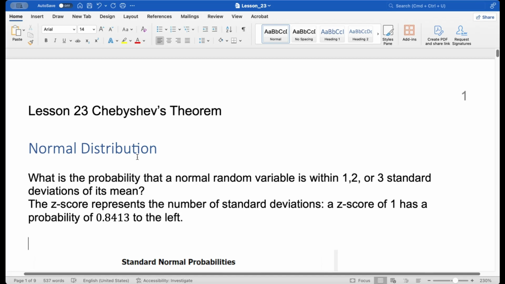Now, if we're dealing with the z-score setup, the mean is 0, and the standard deviation is 1. The z-score represents the number of standard deviations you are from the mean. Positive z-score is above the mean, negative is below. So let's look at one standard deviation, a z-score of 1.